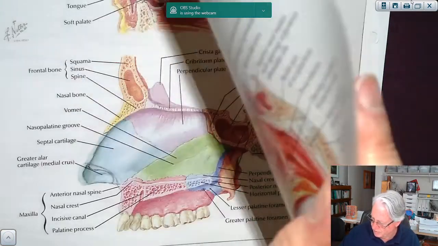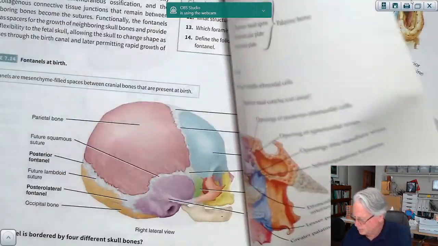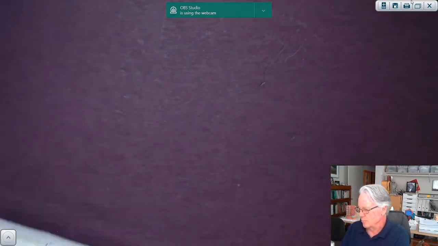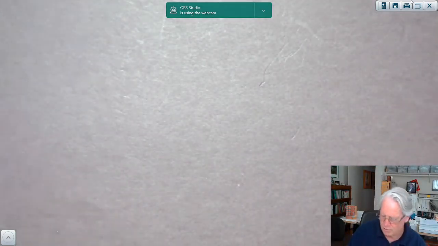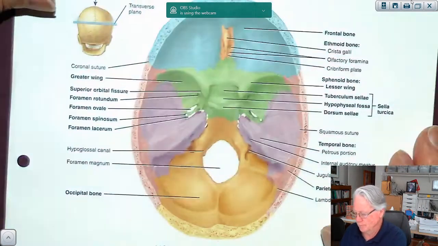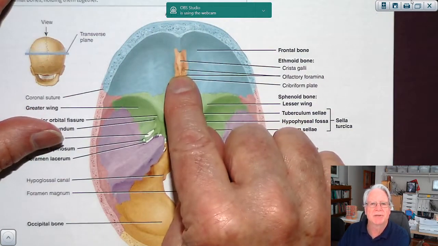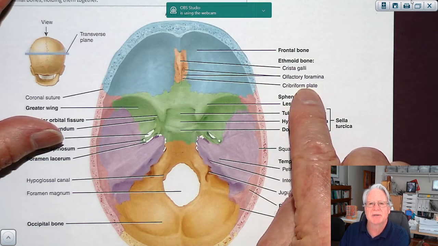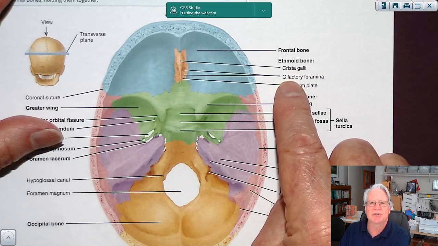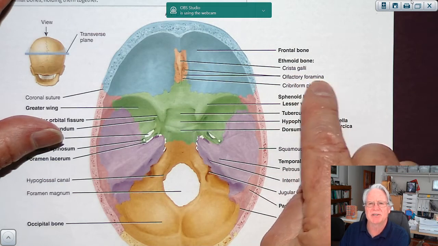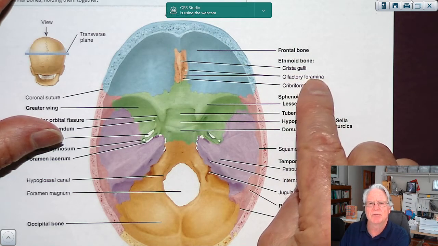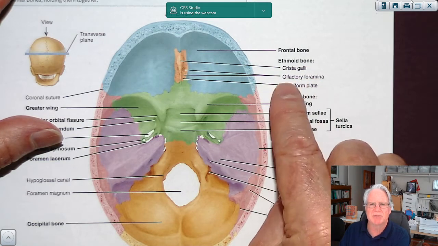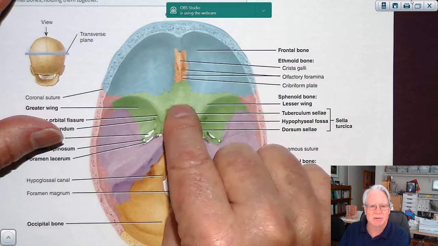Get rid of all this. It's kind of piling up here. All right. There it is. That is the ethmoid bone. And we have the cribriform plate that contains holes. Those holes are referred to as the olfactory foramina, plural form of foramen. So many holes. Cribriform plate, a plate with many holes in it. And that you see right there.